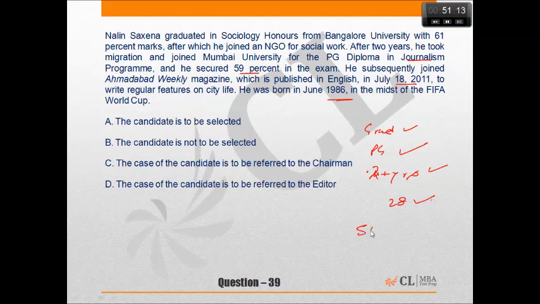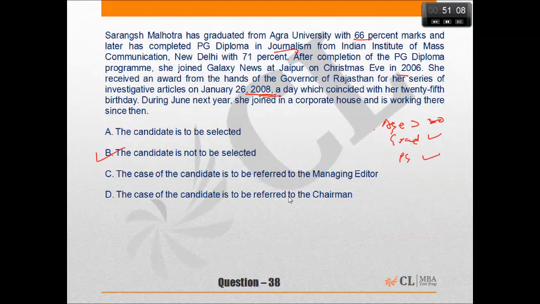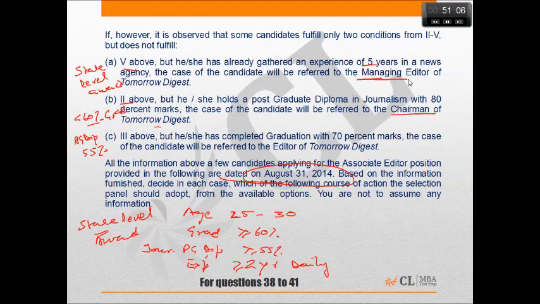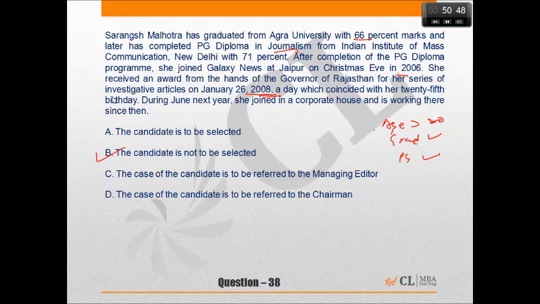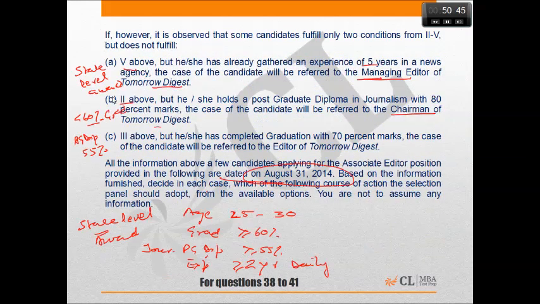He does not have a state level award. That means he has to be referred to the managing editor of Tomorrow Digest. It has to go to the managing editor. It says chairman; not to be selected is ruled out. Sorry. Refer to the managing editor. Very strange. None of the choices is correct, which again goes well.